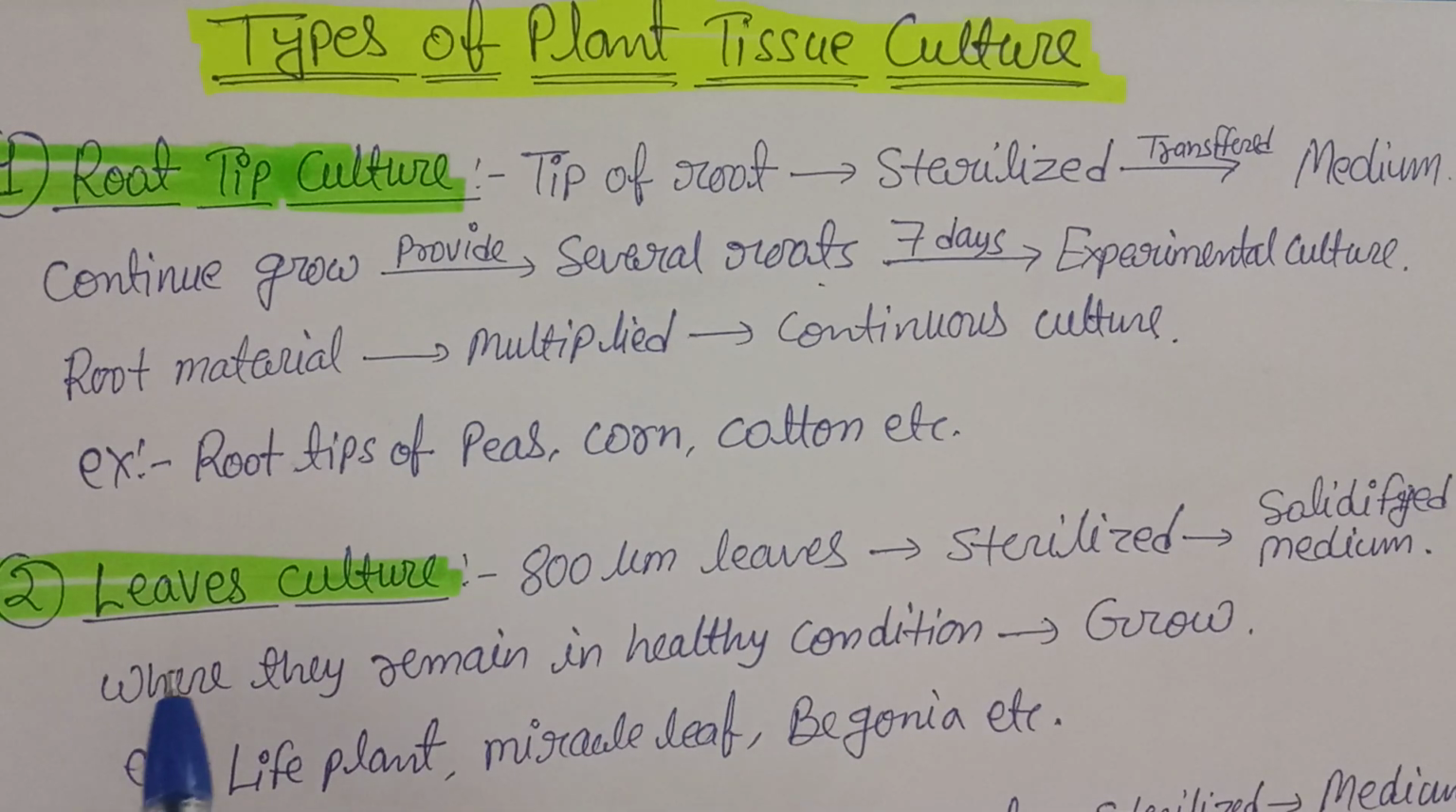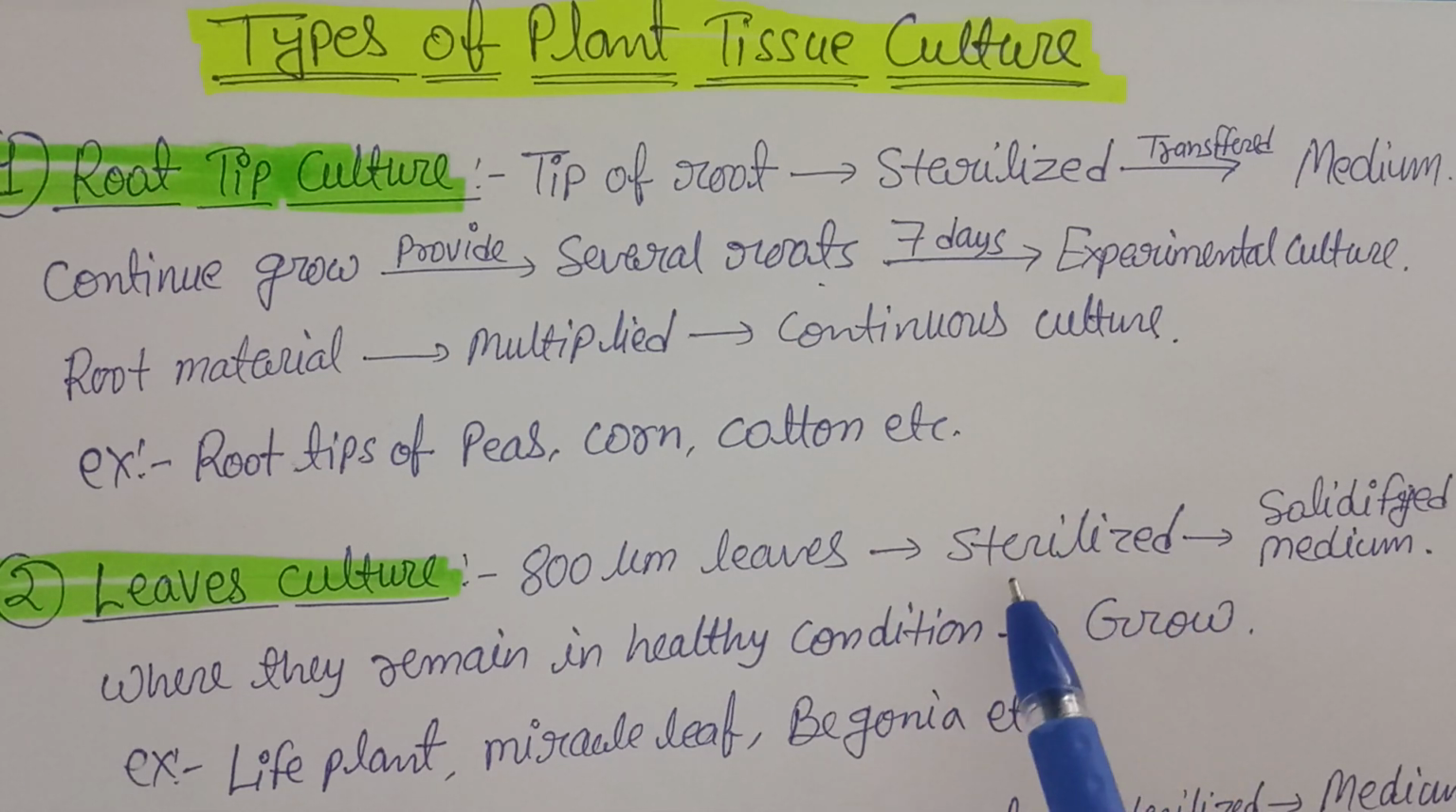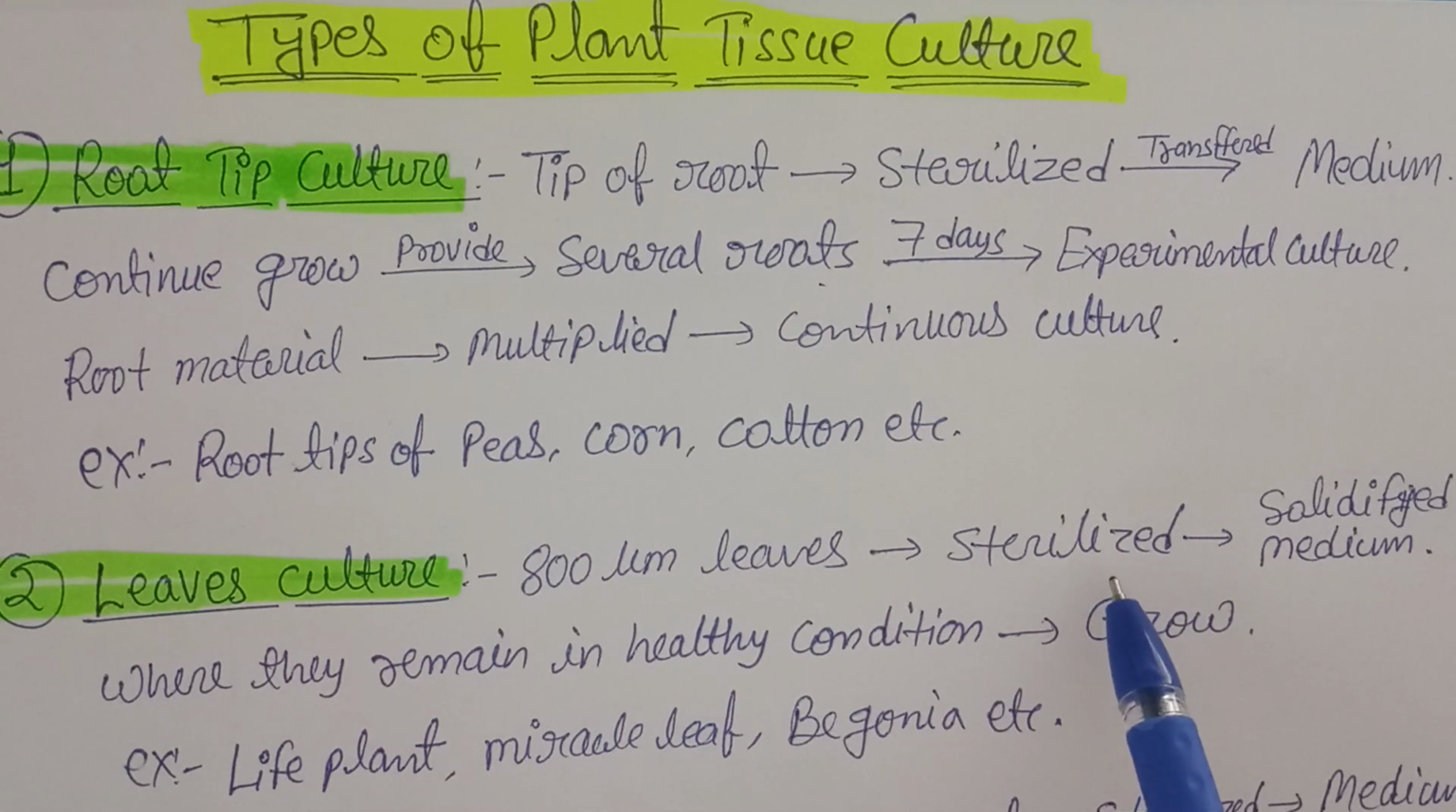The second one is the leaf culture, right? When we talk about the leaf, the minimum requirement is an 800 micrometer leaf, and again we are going to do the surface sterilization. They are sterilized by different sanitizers, maybe sodium hypochlorite, I told you already, right? Bromine water, hydrogen peroxide, etc., depending on which part we are using. So here we are using the leaf.